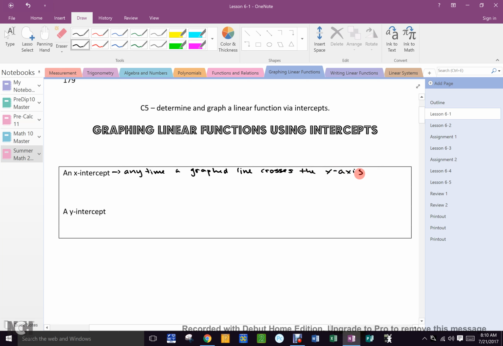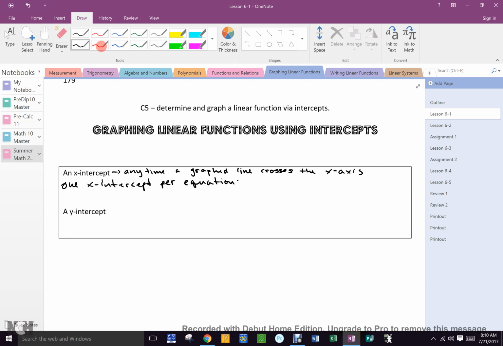x-axis. Now, how many x-intercepts will there be if it is a straight line? Just one, right? Because to hit it again, it would have to bend. So for our intents and purposes, there is one x-intercept per equation, because we are only using linear equations.